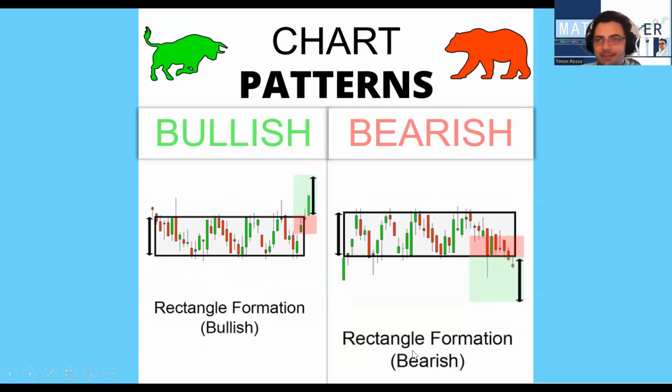The opposite is a rectangle formation, but bearish. So what I call this is a bearish box formation sometimes. The price forms a box formation, and instead of breaking up, it breaks down. You set your stop loss at 50% of the height of the box formation or above the box formation resistance, and you set your take profit twice as much that you're willing to risk.